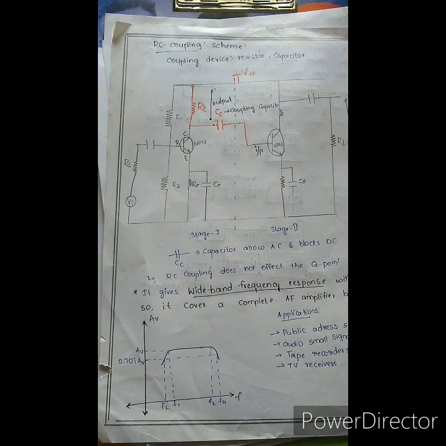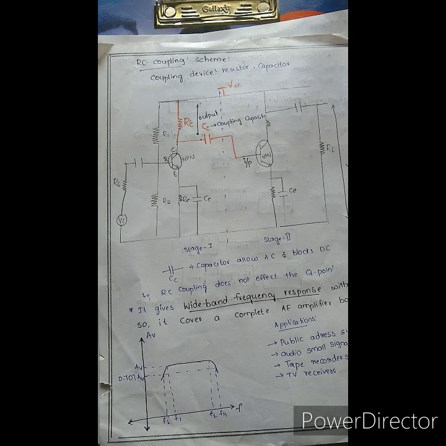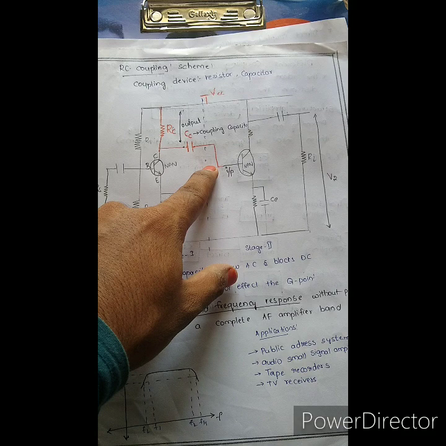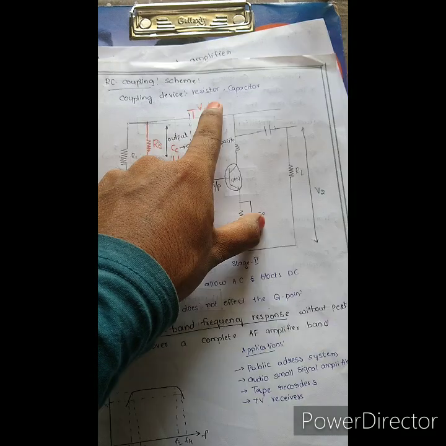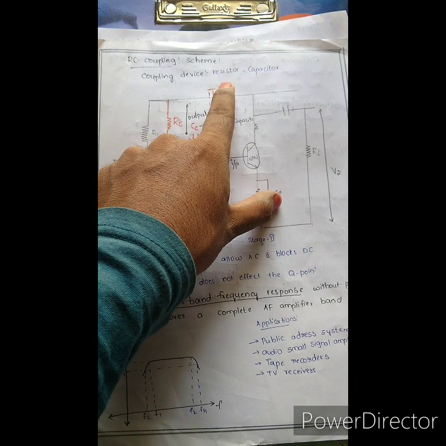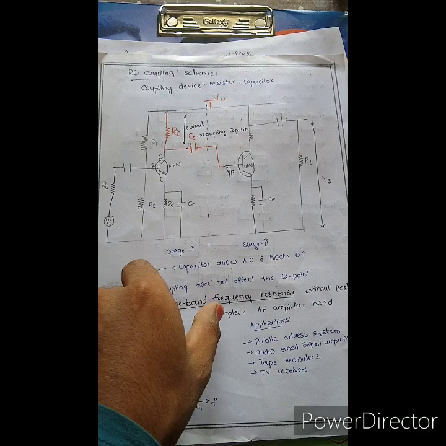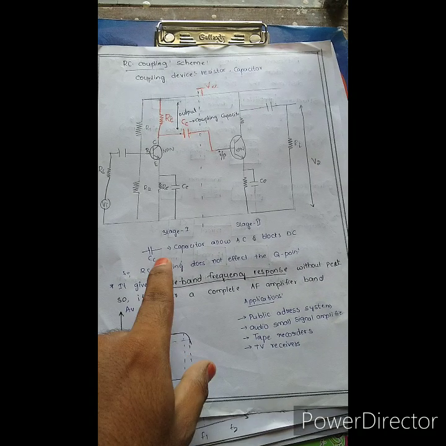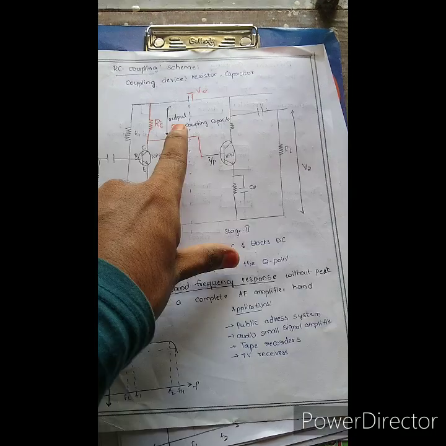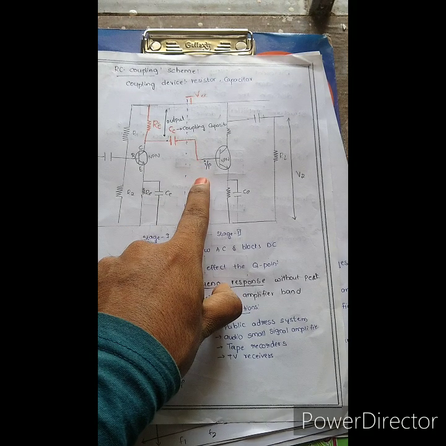RC coupling scheme is nothing but a CE amplifier connected to another CE amplifier along with a resistor and capacitor. Resistor and capacitor are the coupling devices. This is the circuit diagram, and we have two stages. A capacitor is used at the output of the first stage, and it acts as the input of the second stage, friends.